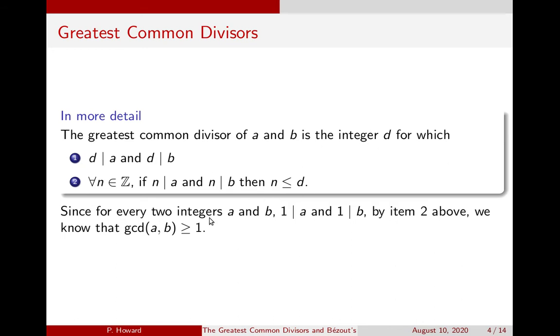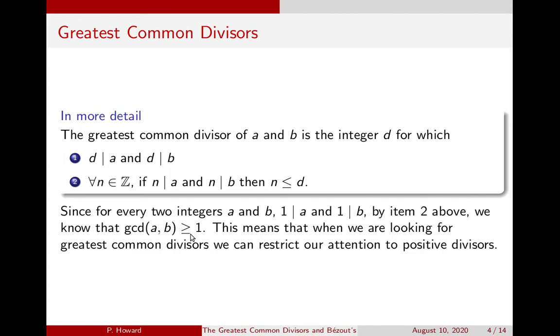One thing we can notice right away: for every two integers a and b, 1 is a common divisor of a and b. So that means that the greatest common divisor of a and b will always be greater than or equal to 1. And this will help us out a little bit. This means that when we are looking for greatest common divisors, we can restrict our attention to positive divisors.